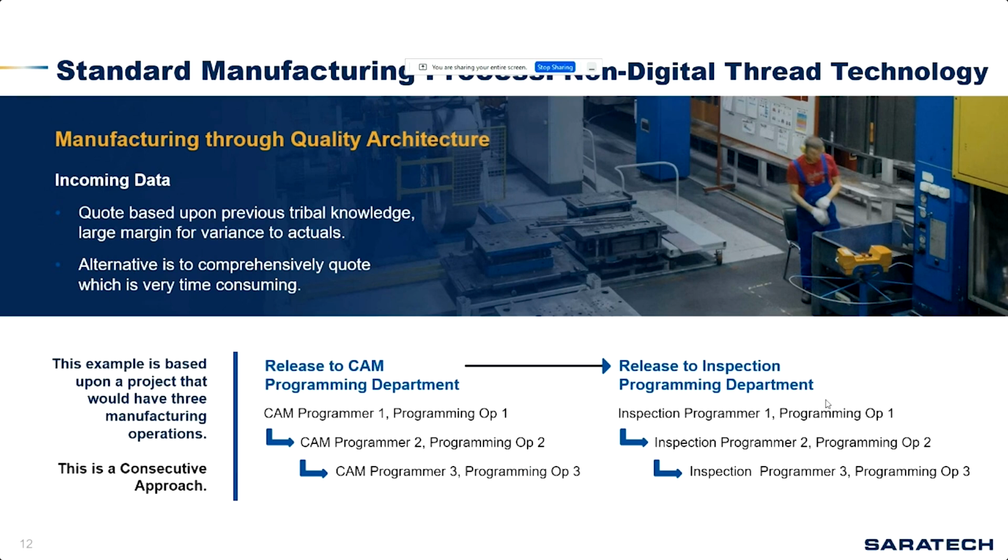The example down below is a consecutive approach. Say we did bid this job, it was quoted, and we did win it. This particular example has 3 operations to it. The typical process, as I was saying before, is it's released to your CAM department. Programmer 1 programs, 2 and 3 wait until 1 is done. 3 waits until 2 is done. Same thing for inspection. And that's just indicative of how the third-party softwares work as well. There's no real good piece to them that will allow a universal kickoff to every individual person.